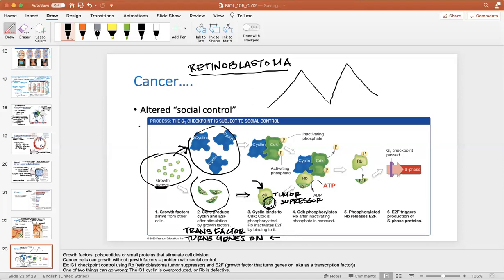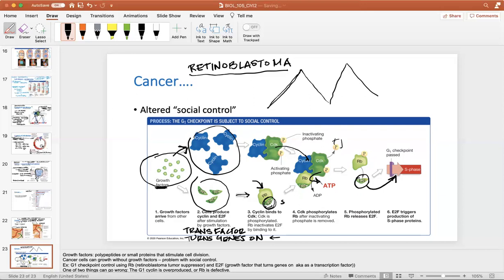Now again, what would happen in a normal scenario is that eventually you get enough cyclin to build up and it's bound to this kinase. This cyclin kinase dimer comes along and gets activated. When it gets activated, this kinase phosphorylates our tumor suppressor. The tumor suppressor lets go of E2F, and he moves on and turns on the genes necessary to start cell division. But sometimes there are problems.